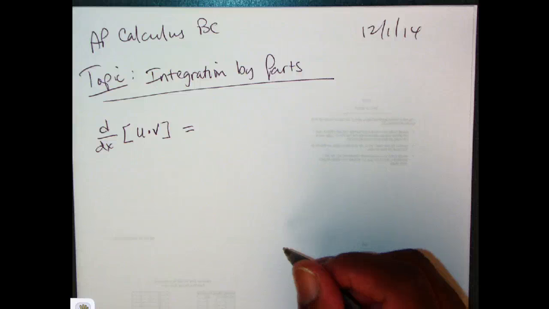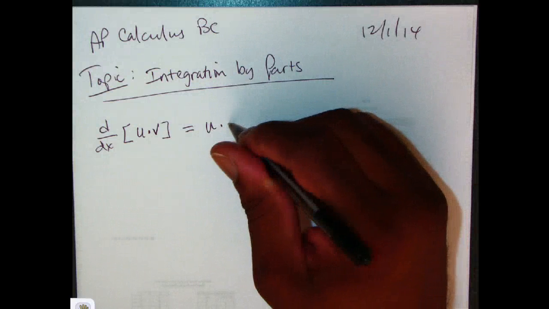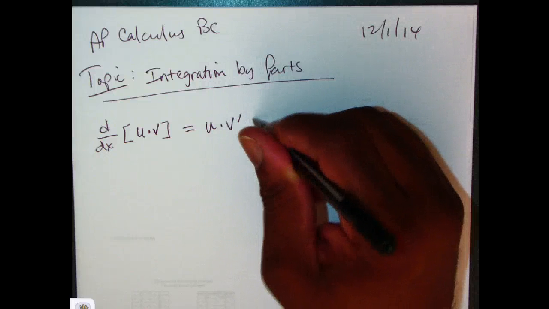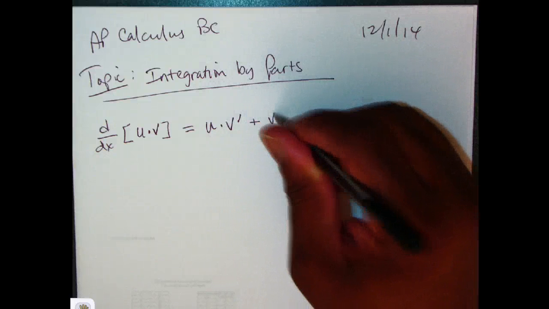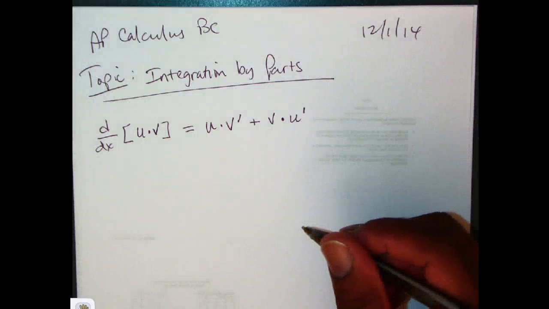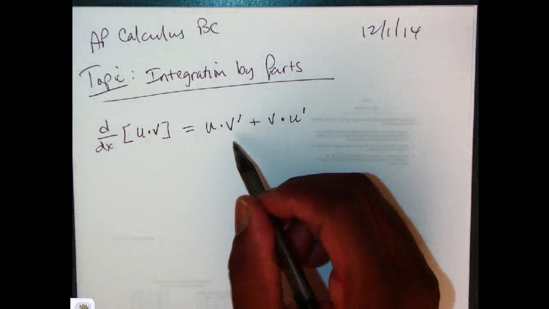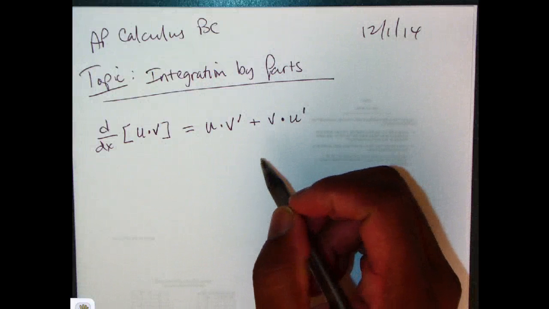Then we end up with u times v prime plus v times u prime. Sorry, not the chain rule, but the product rule. So u times v prime plus v times u prime.